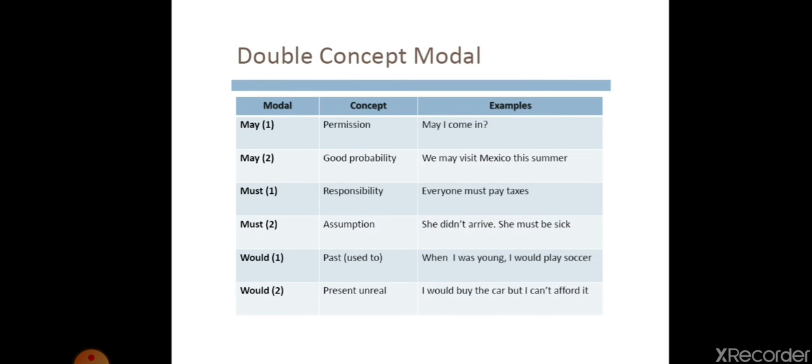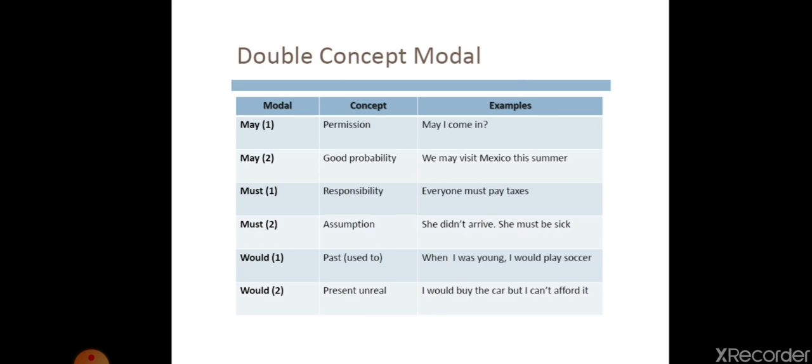Now let us go to double concept modals. We will begin with may. May shows permission as well as good probability. Might shows less, weak probability. So when may shows permission, see the example: May I come in?